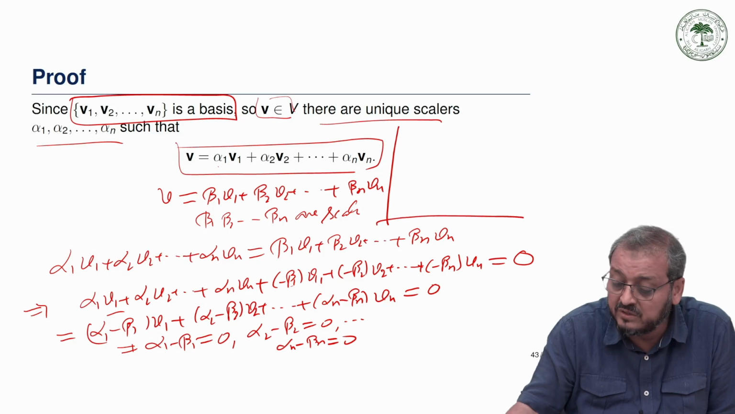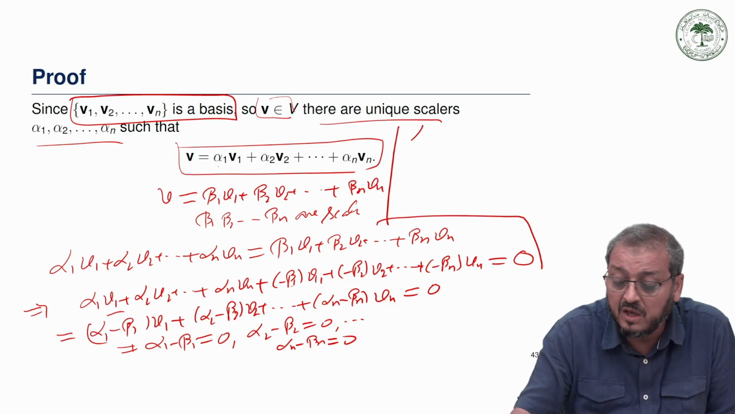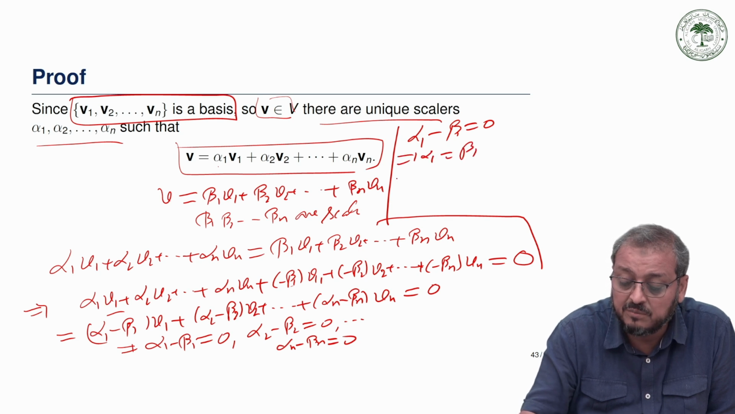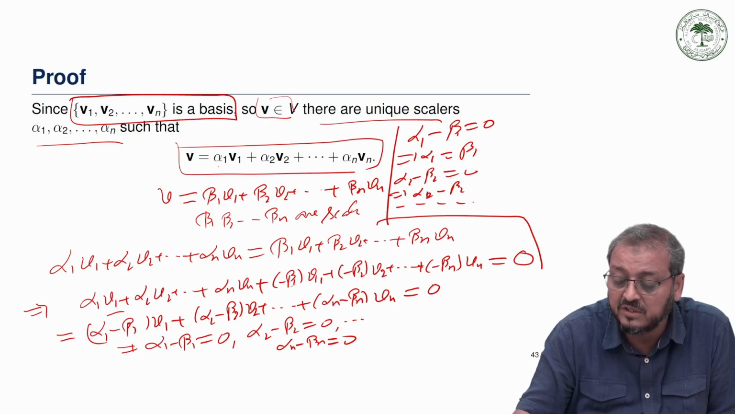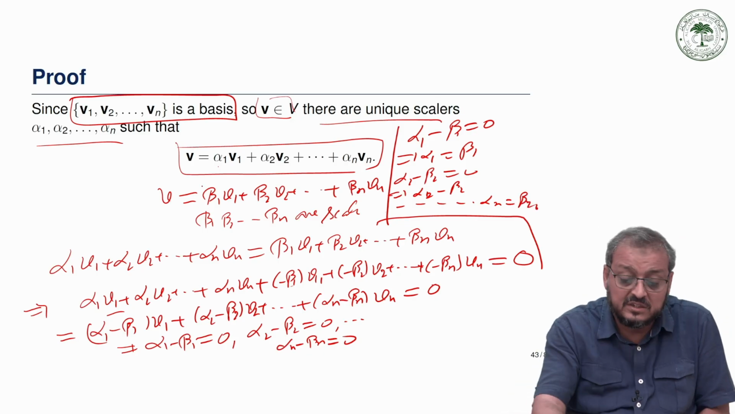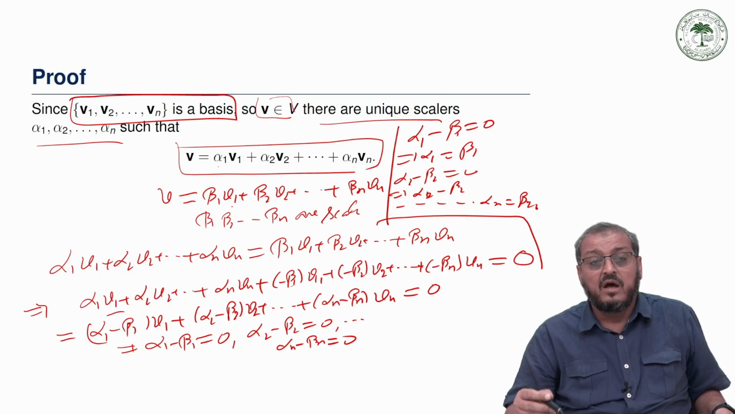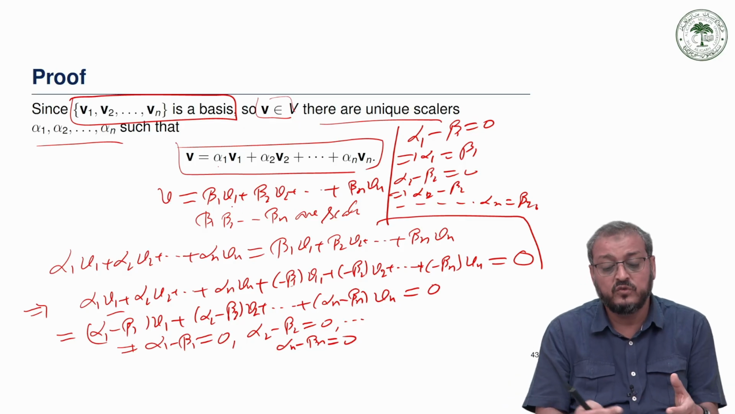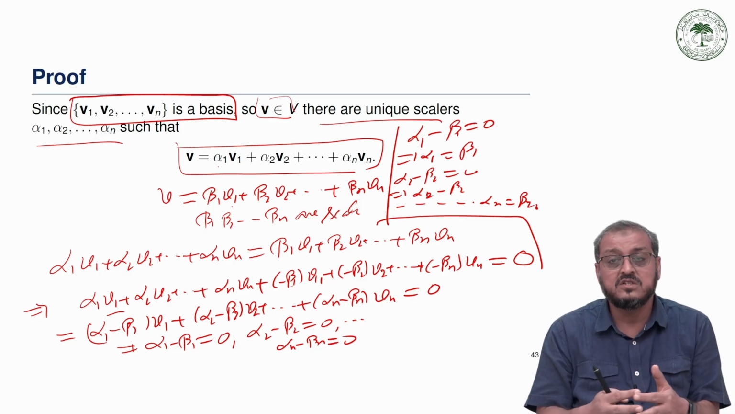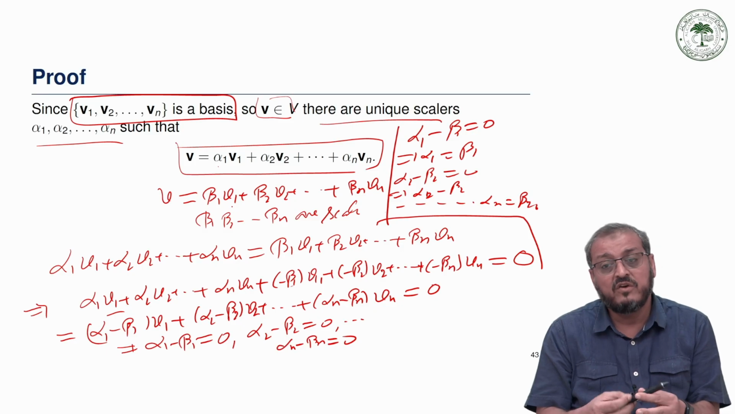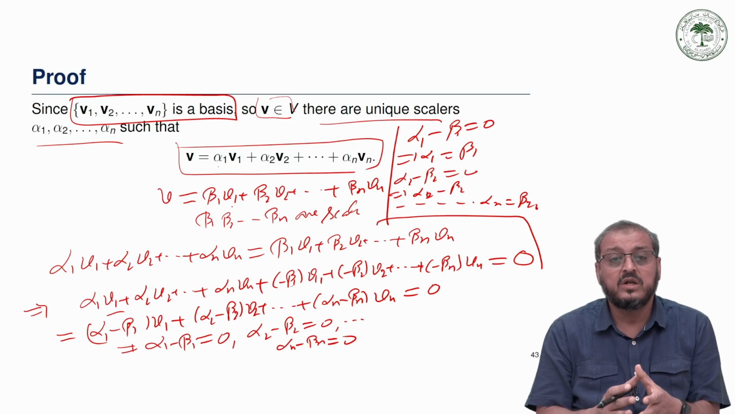Now in this form, alpha 1 minus beta 1 is equal to 0 implies that alpha 1 is equal to beta 1. Similarly, alpha 2 minus beta 2 is equal to 0 implies that alpha 2 is equal to beta 2, and in a similar fashion alpha n is equal to beta n. So if we take two different representations, the scalars are unique. Ultimately, we have to show that these two sets of scalars are the same.